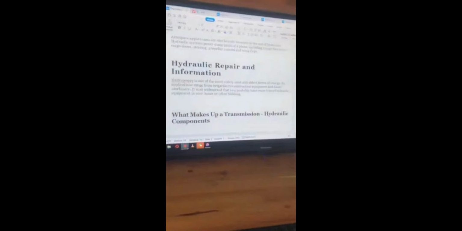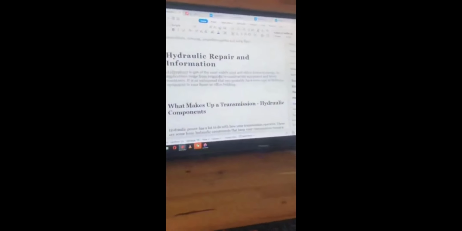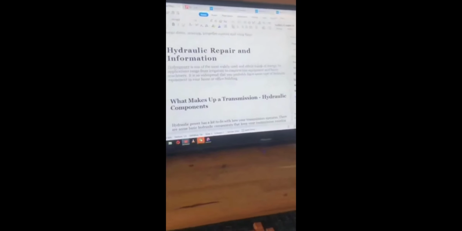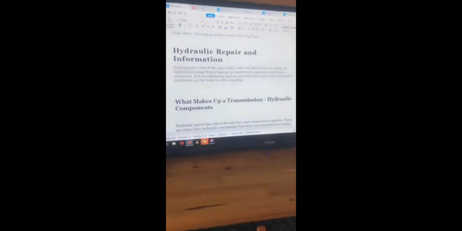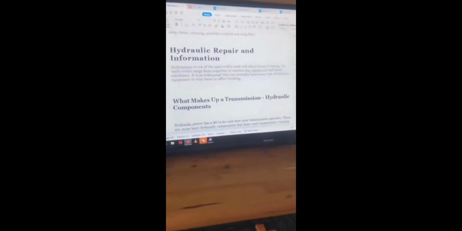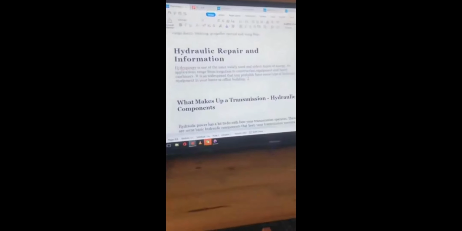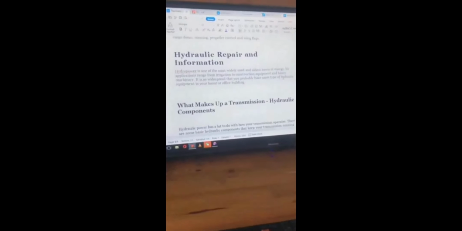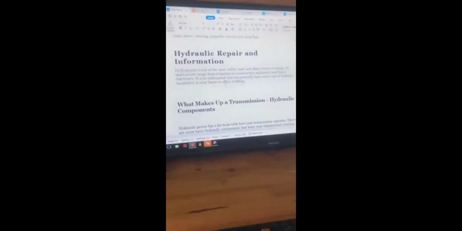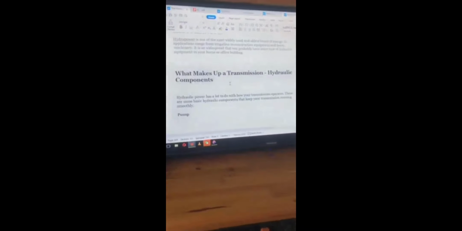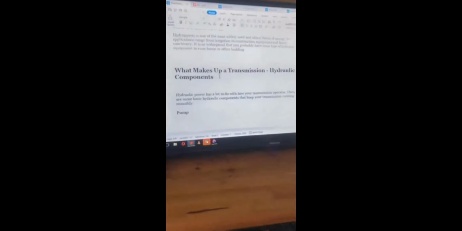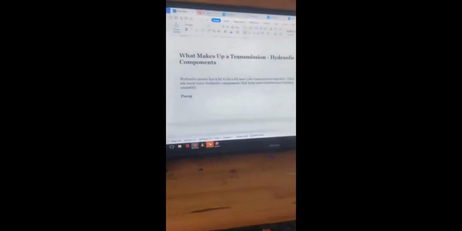Hydraulics repair and information. Hydropower is one of the most widely used and oldest forms of energy. Its application ranges from irrigation to construction equipment and heavy machinery. It is so widespread that you probably have some type of hydraulic equipment in your home or office, anywhere you go. So, what makes up a transmission hydraulics component?